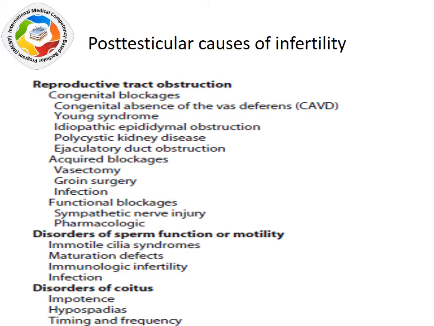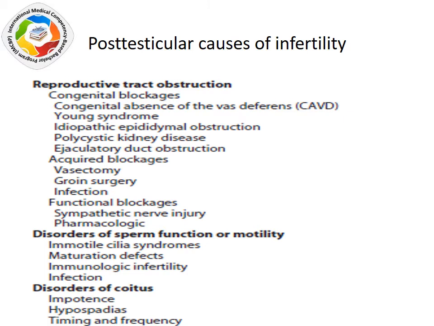As regards the post-testicular causes of infertility, it is divided into three main groups. The first group is reproductive tract obstruction: congenital atresia, a blockage of the tract after the testes, congenital absence of the vas, Young syndrome, idiopathic epididymal obstruction. Polycystic kidney disease is associated with absent vas or atretic epididymis, ejaculatory duct obstruction, vasectomy, infection, groin surgery, cutting off the vas, functional blockage, and sympathetic nerve injury.